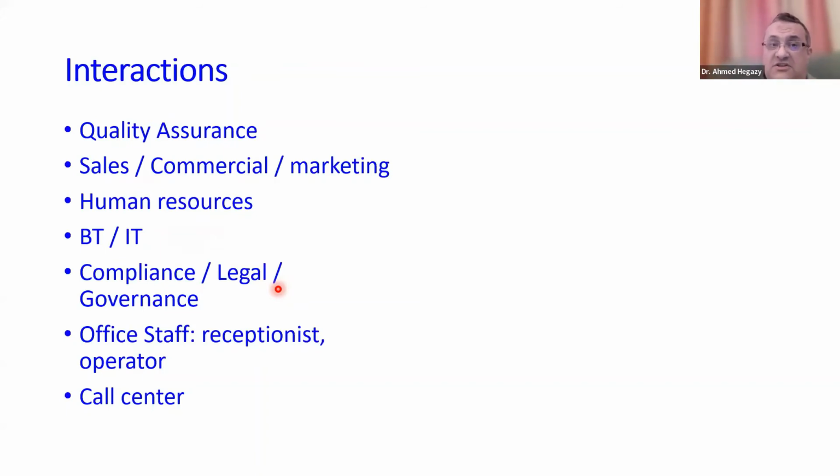So what are the interactions? Do you need regular interaction, like with quality, I have to make regular interaction, or HR or whatever. Okay. How do you deal with office staff, other officers like the receptionist or operator, especially the people who are working in a call center, who receive calls or make calls, call patients, call customers, receive orders, receive whatever.